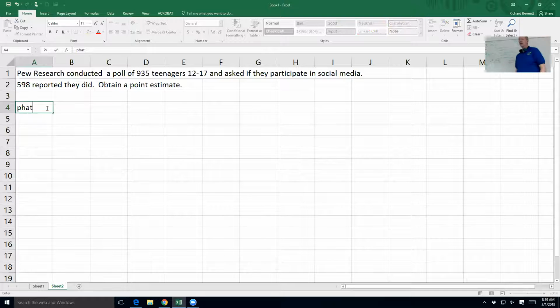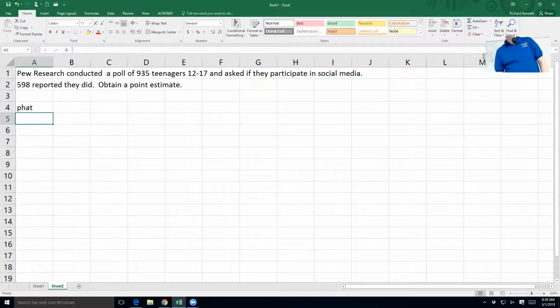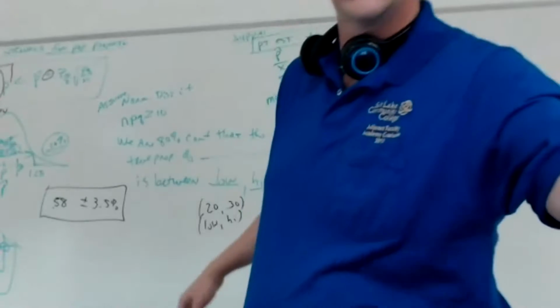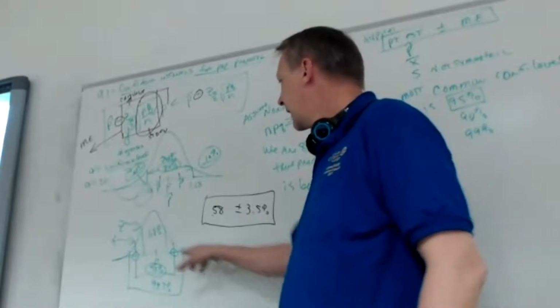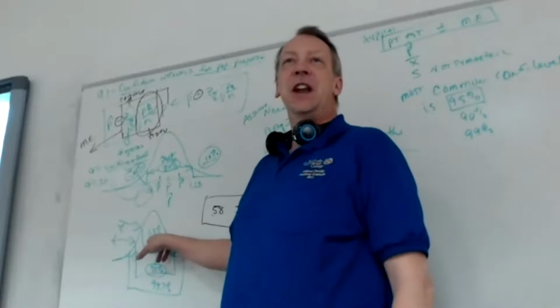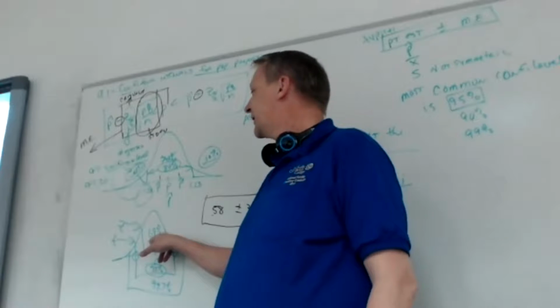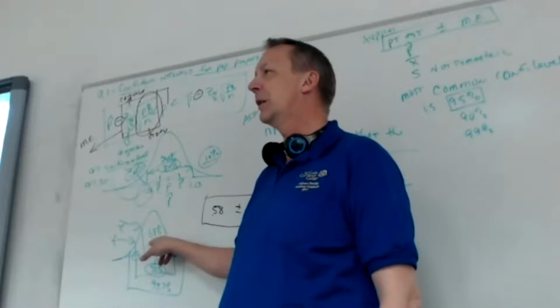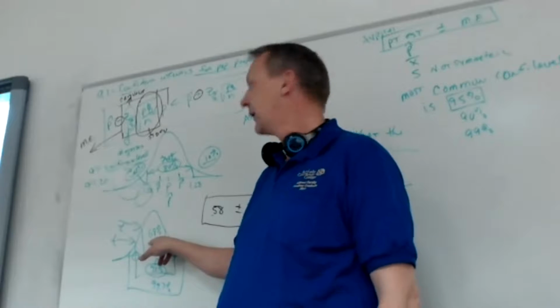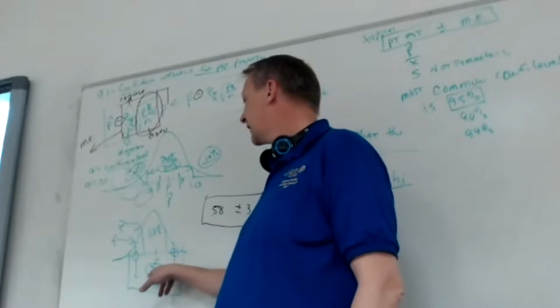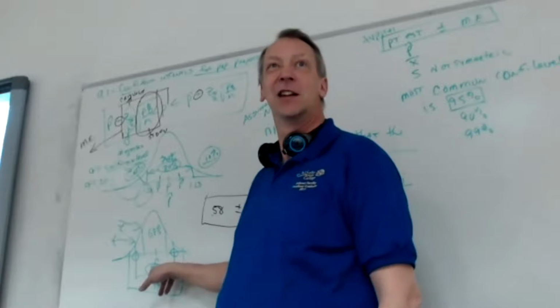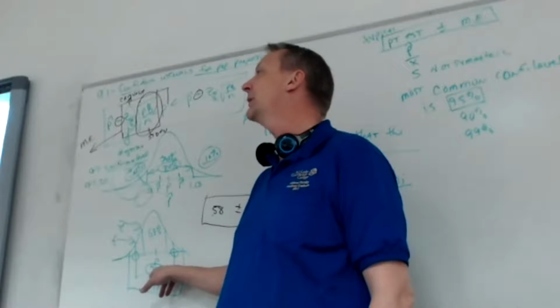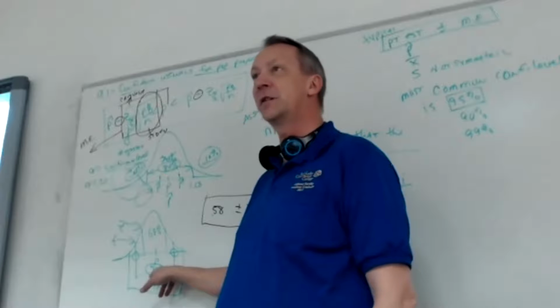In fact, going back to my picture here, another way to think about this: if I want to be 68% confident, that means 68% of the time I'm going to be right. 32% of the time I'm going to be wrong. If I go out 2 standard deviations, the probability I'm right is 95%. The probability that I'm wrong, 5%.